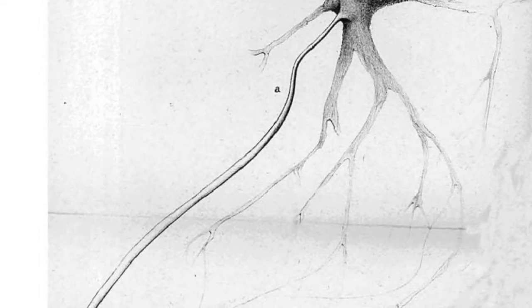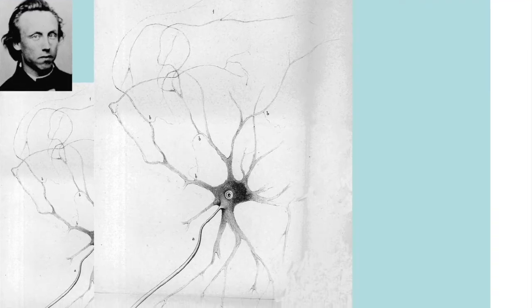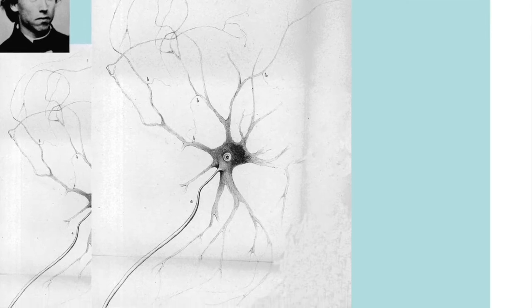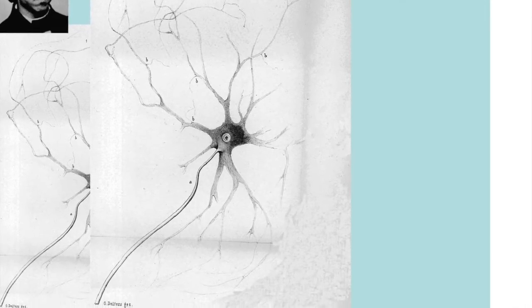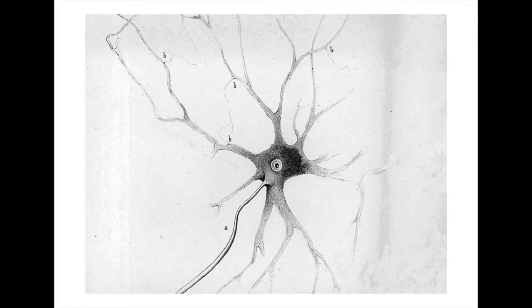Deiters died in 1863 from typhoid fever at the age of 29, and his work on the nerve cells of the spinal cord and other structures was edited and published by Max Schultze. This figure of a nerve cell by Deiters is one of the first descriptions of what would later be seen as a neuron, that is, a nerve cell with dendrites and one axon.